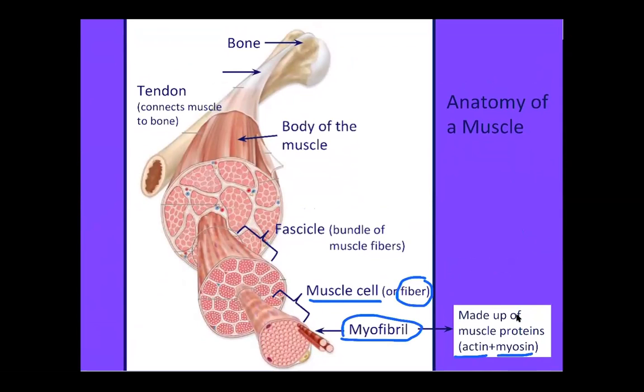Muscle cells all together, so think of muscle tissue as a fascicle, and then all of that together, the tissue itself as one whole unit, that is the body of your muscle, and there's a protective layer around it. You can see the tendon up here attaching it to the bone.